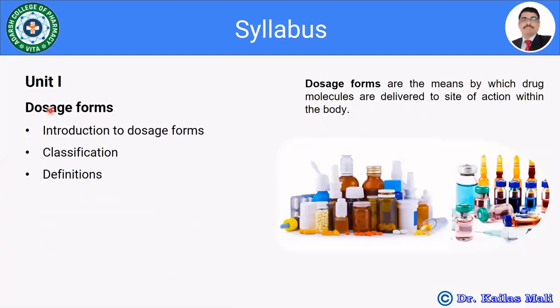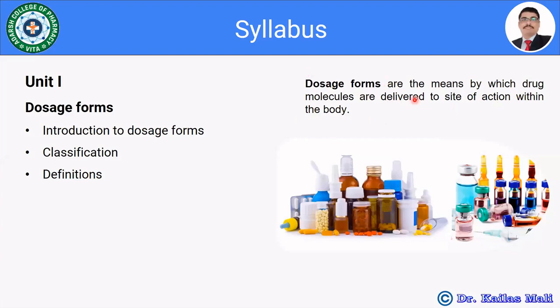So here, very first thing, what is meant by the dosage form? Dosage forms are the means by which the drug molecules are delivered to the site of action within the body. Here we are converting the active pharmaceutical ingredient, by formulating it, into a suitable dosage form, which is delivered to the site of action within the body.